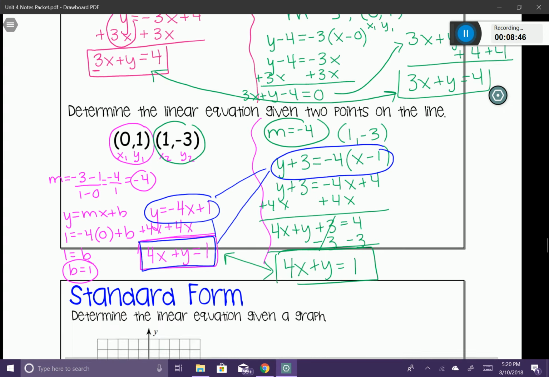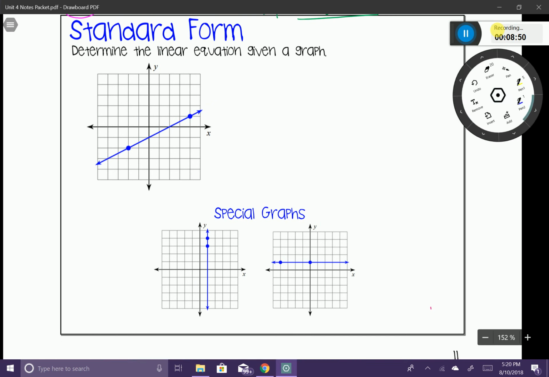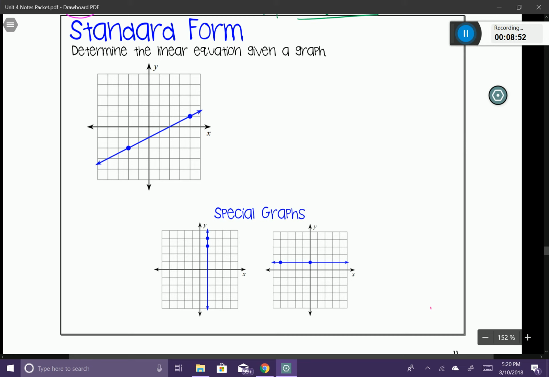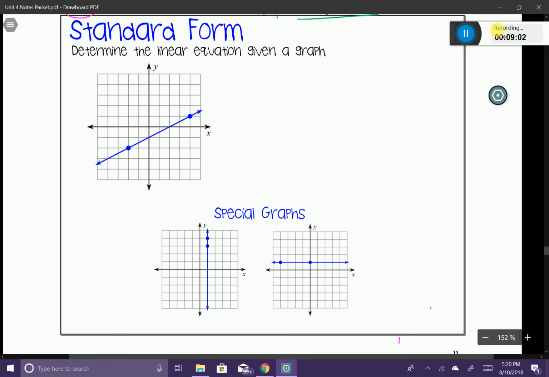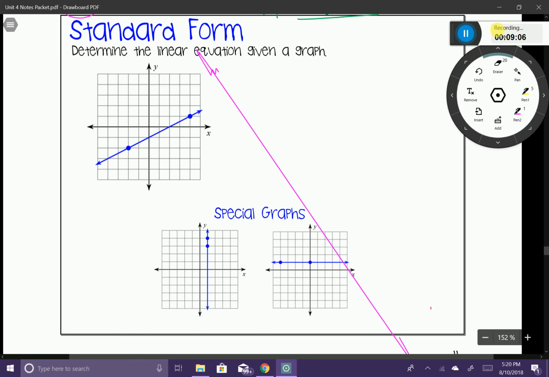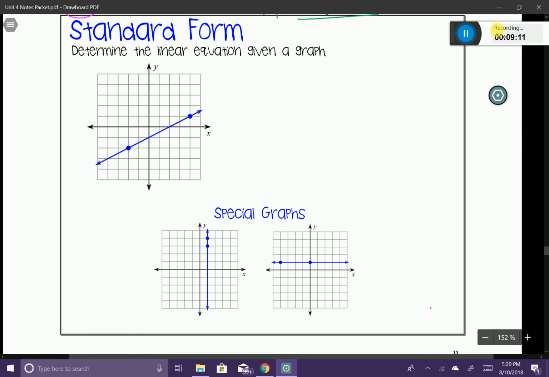Okay, now let's see what it looks like when we put it on a graph. So I'm going to go back to my pink pen here. It says determine the linear equation given a graph. Again, 2 ways to do this. Let's start with slope-intercept form. I'm going to write this in slope-intercept form. So I need a slope. Oops. Let's try that again. So I need a slope, and I need a y-intercept. I see my y-intercept is -1. That's really easy to identify, but let's see what my slope is.